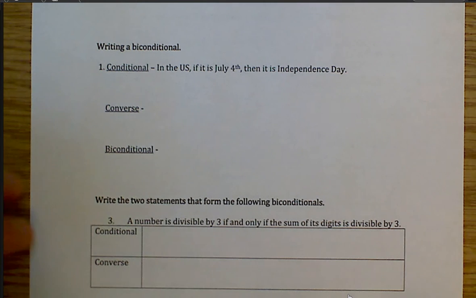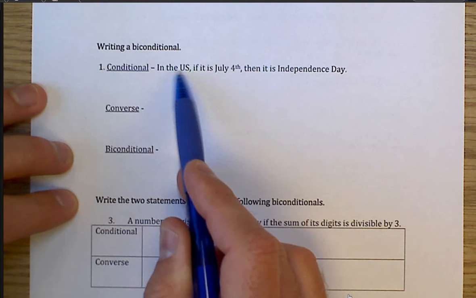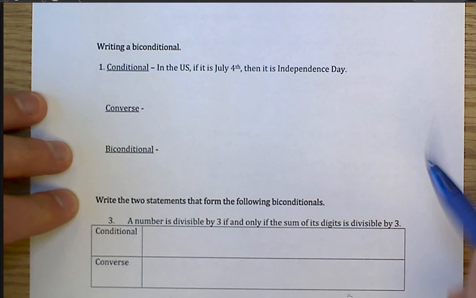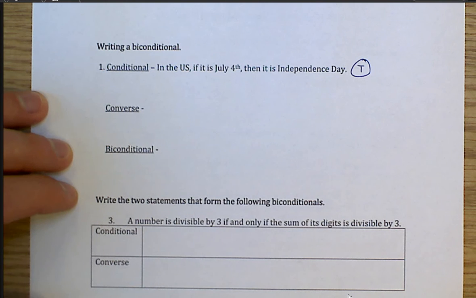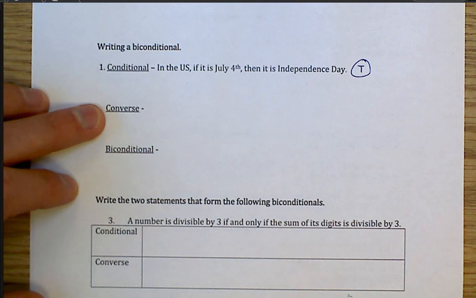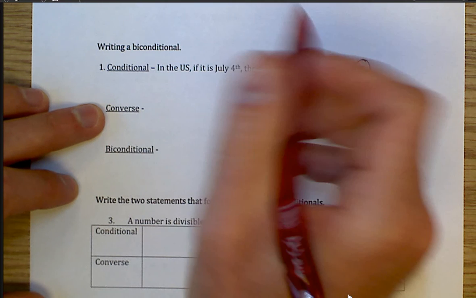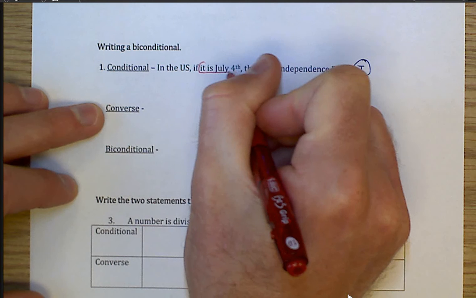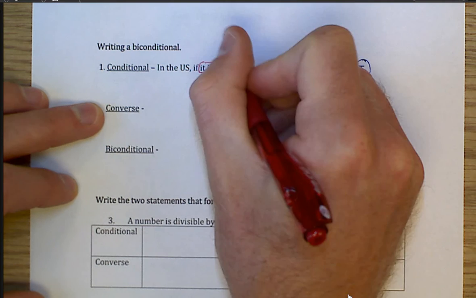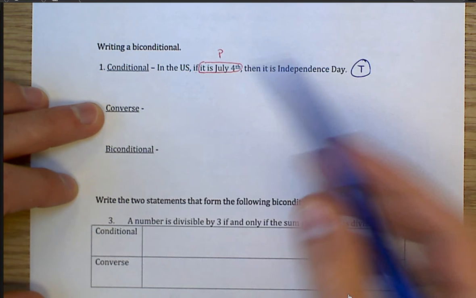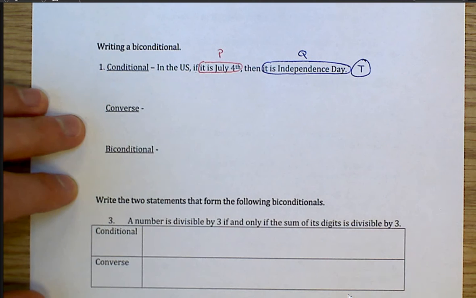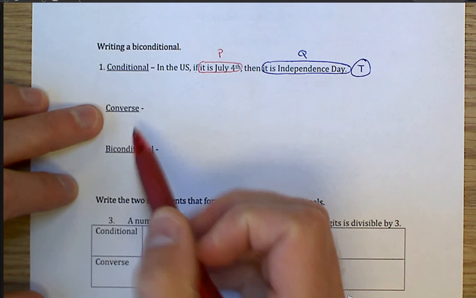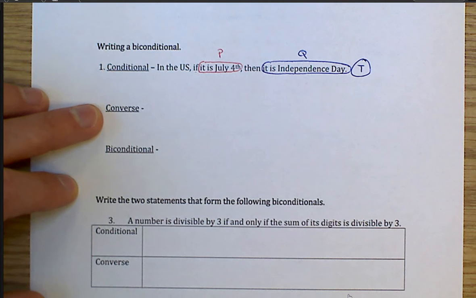Let's read the conditional. In the U.S., if it's 4th of July, then it's Independence Day. That is a true statement. If it's the 4th of July, then we call that Independence Day in the United States. So the converse. Let me go back. It is July 4th. That's your P. Right? We don't include the word if. It is Independence Day would be your Q. So that's your conditional statement. Your converse. Now you can write this, like I said, a couple different ways here. I'm going to put this.